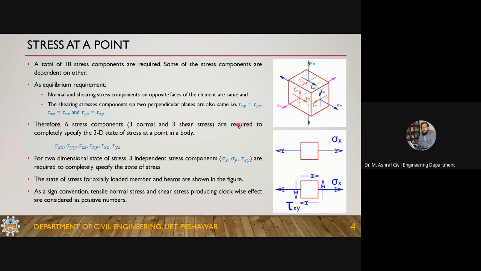Finally you have 6 independent components to specify the state of stress at a point in a body. Those 6 components you cannot reduce further. They are independent and do not depend on each other: sigma xx, sigma yy, sigma zz, tau xy, tau xz, tau yz. So 3 normal components and 3 shear components. If you want to completely specify the state of stress at a point in a body, you have to specify these 6 components.